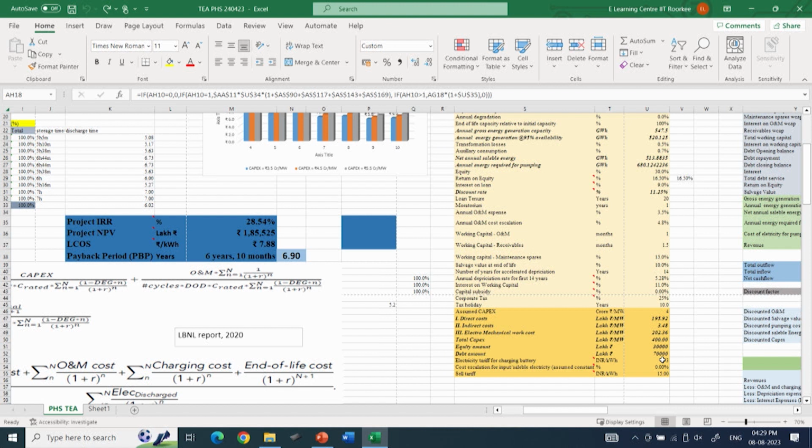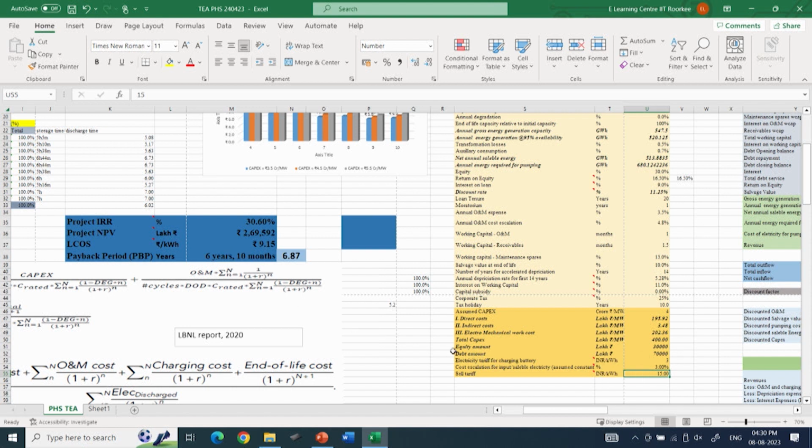You might want to have an escalation to that, and if that is the case, I just put in a parameter here. It gives us the percentage of escalation, and if I put in a 3% escalation, which is nominal, I can see that on running the sheet, the LCOS changes from 7.88 to 9. The project IRR also becomes a bit higher, the NPV also increases, and the payback period almost remains the same.